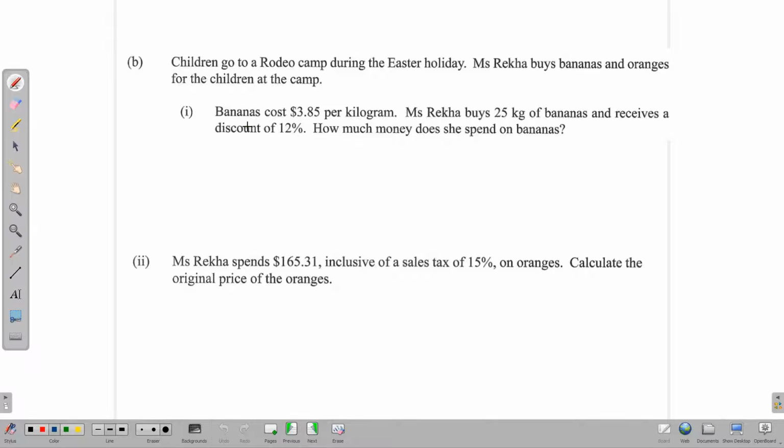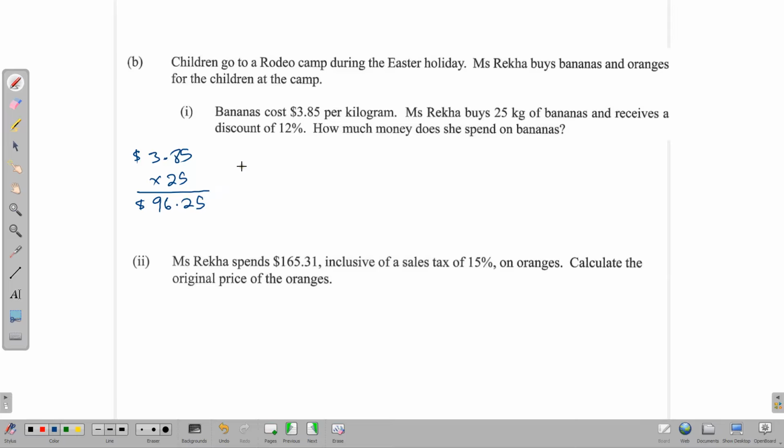So let's go ahead first and multiply $3.85 times that 25. Punching that into your calculator gives $96.25. And we are supposed to find this discount and subtract it from that.